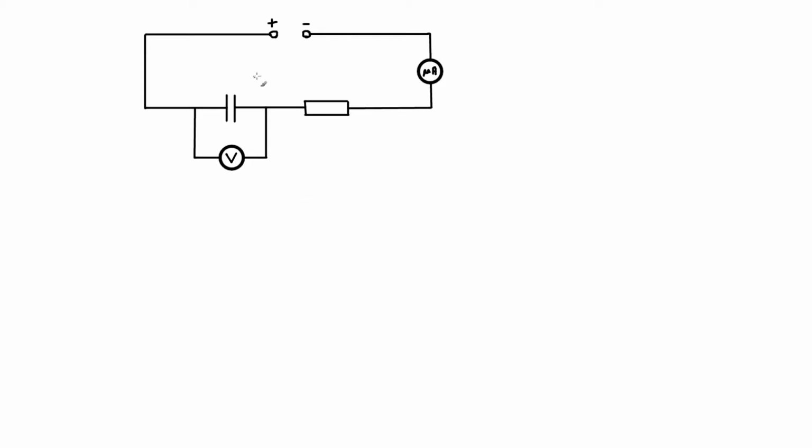This circuit diagram displays the circuit that you've just seen set up. We've got a power supply, positive and negative terminals, a DC power supply. We've got a microammeter measuring very small currents. We've got a resistor. We've got our capacitor here. We've got a voltmeter across the capacitor. And what we observed was that as time went on, the current in the circuit began to drop. The reading across the voltmeter increased.